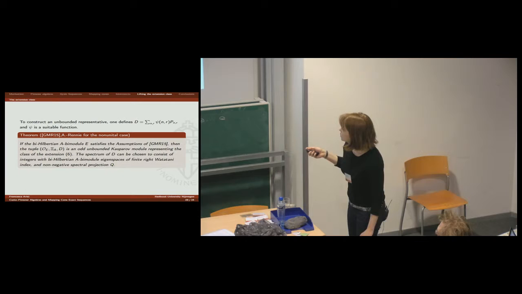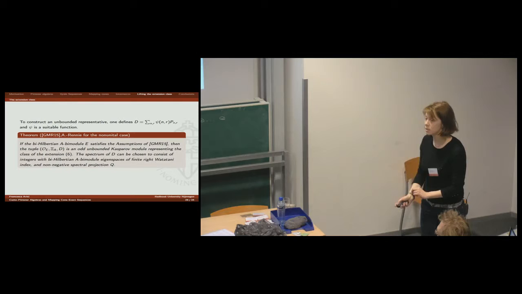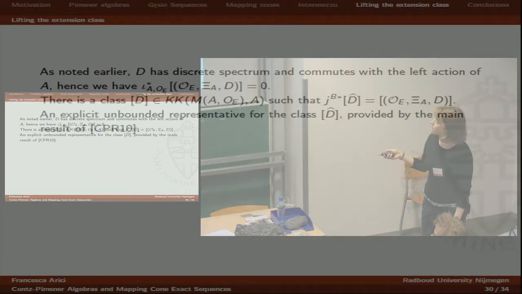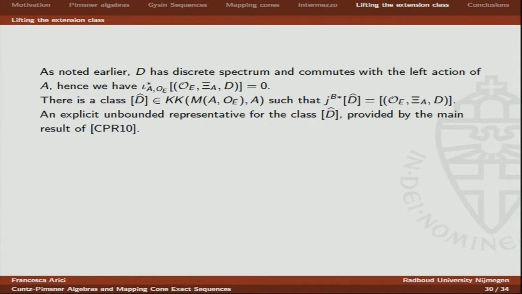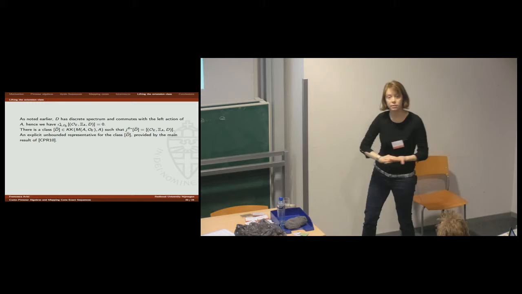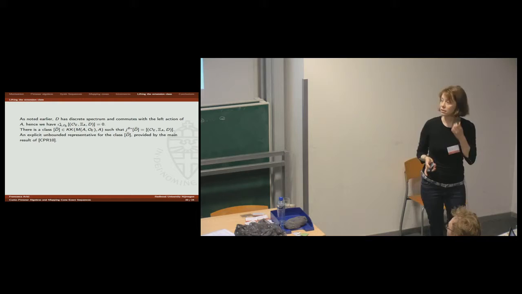So the nice feature of this operator is that the spectrum can be chosen in such a way that it coincides with the integers, and such that the eigenspaces are these modules that I described before. So since this operator has discrete spectrum, and one can show that it also commutes with the left action, we have this condition. So if we pull back the inclusion, we get zero. This in particular tells you that you can lift this module that before was only a module defined in KK^1(O_E, A) to a class that now lives in KK of the mapping cone of A, and that satisfies this condition.